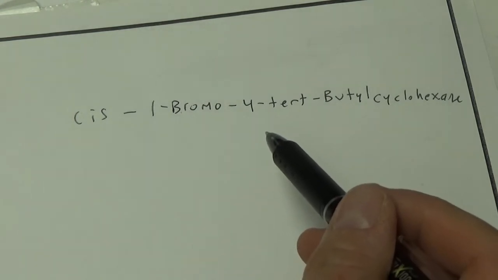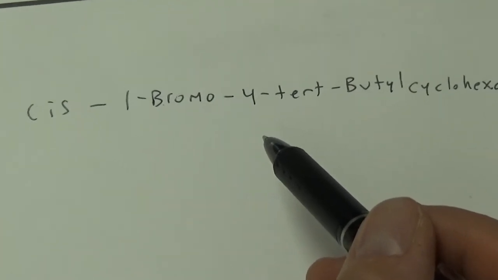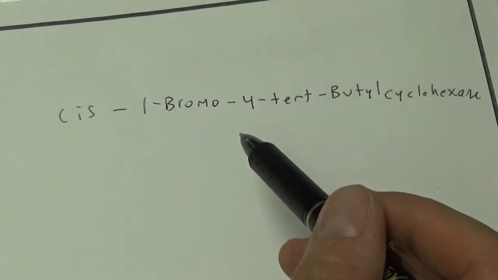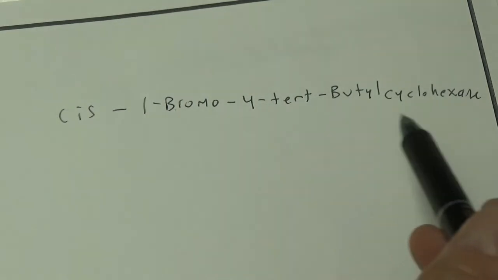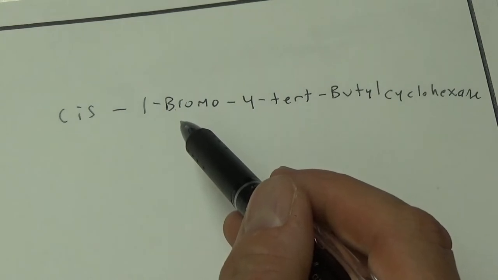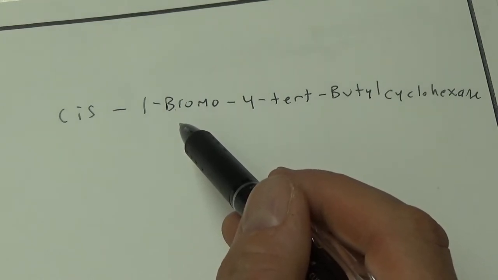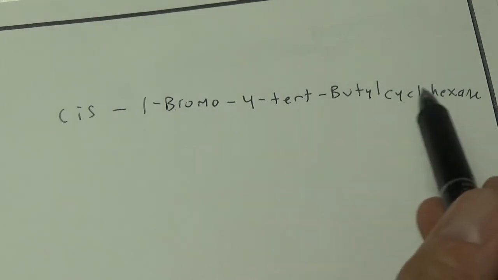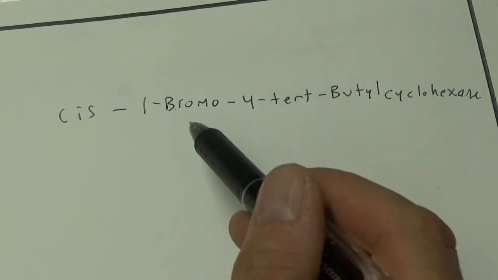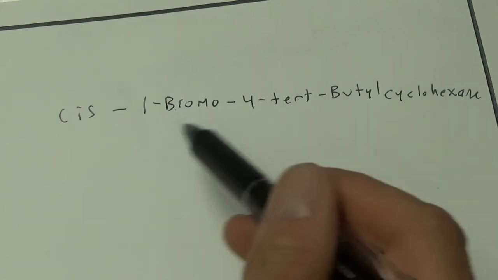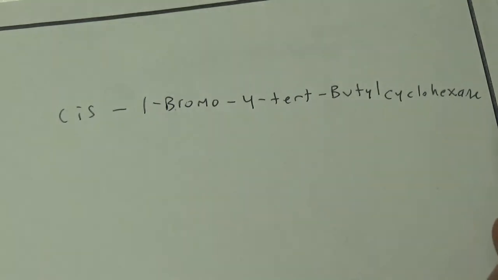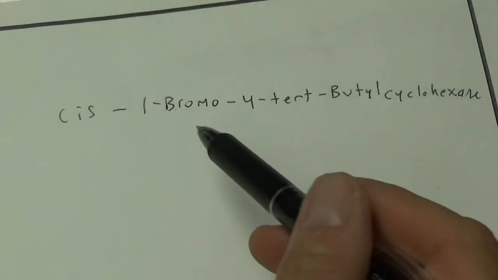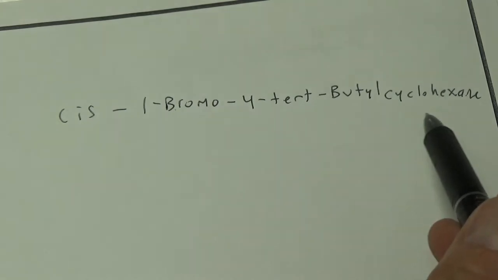There are different ways we can draw this molecule. We can either have bromine be equatorial on the left, or we can just decide how to draw this. But there are multiple ways we can draw this, is my point. All right, so let's show the two flipped forms of 1-bromo-4-tert-butylcyclohexane.